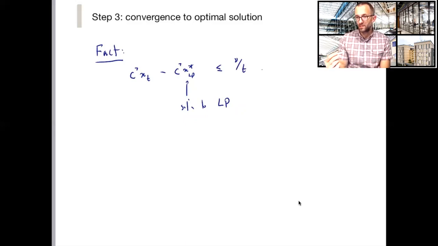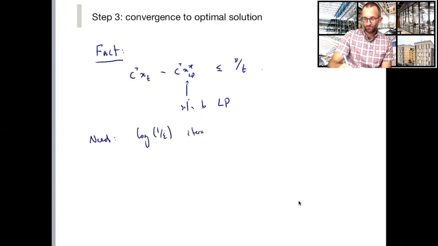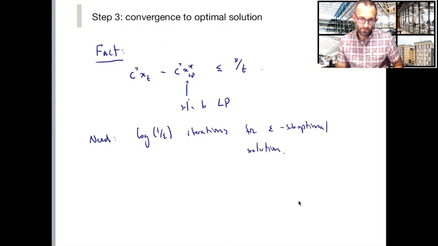And since t increases at a linear rate, again, let's not confuse this with an iteration counter, this tells us that we need log 1 over epsilon iterations for an epsilon suboptimal solution. So this pretty much spells out the main outlines of the agenda for the interior point method.